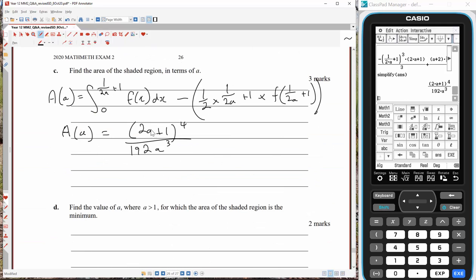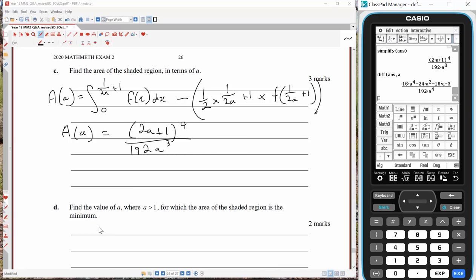So the best bet is to grab this function here, and we'll diff the area function. I'm going to go diff ans. Now it's important because my answer is in terms of A, that when I use the diff function, I can't just assume it knows that it's A, it actually assumes that it's X. So I need to say diff answer for the variable A. But there's my derivative.